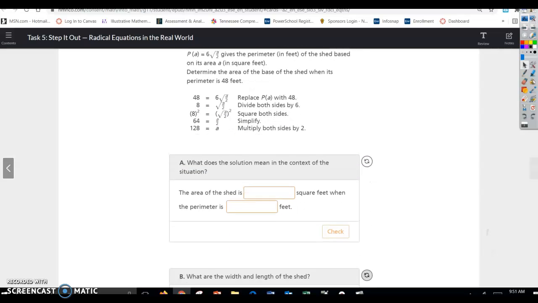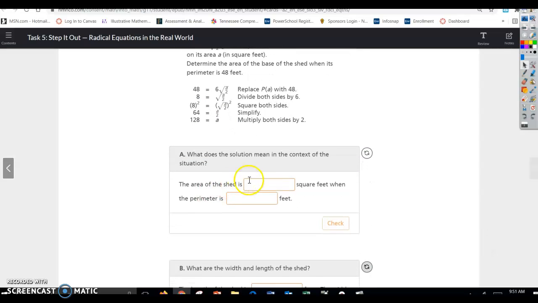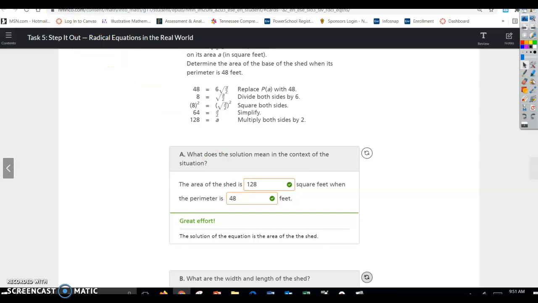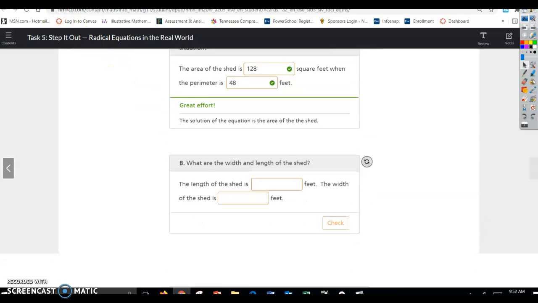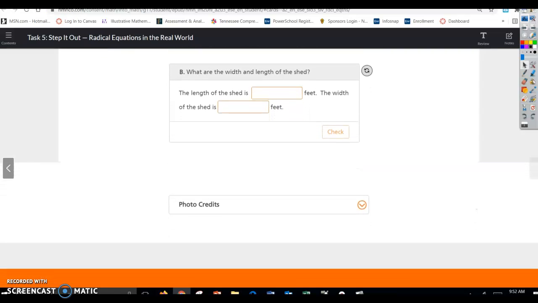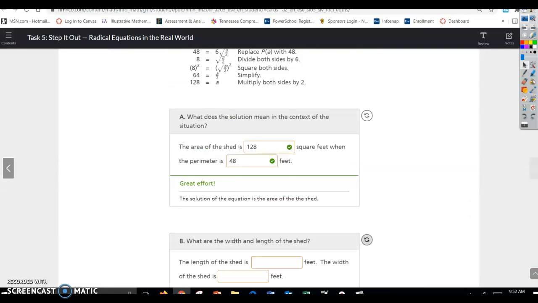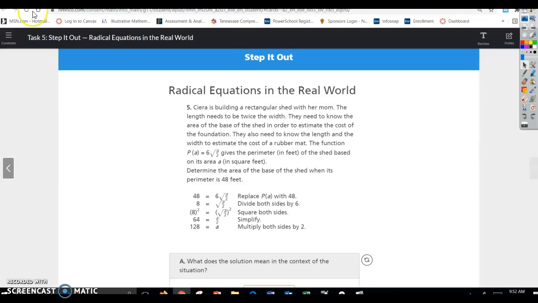All right, so what does the solution mean in the context of the situation? The area of the shed is 128 square feet when the perimeter is 48 feet. All right, what are the width and length of the shed? All right, at the very beginning it says the length needs to be twice the width. Okay, so the length needs to be twice the width.